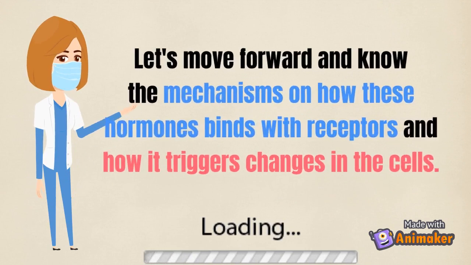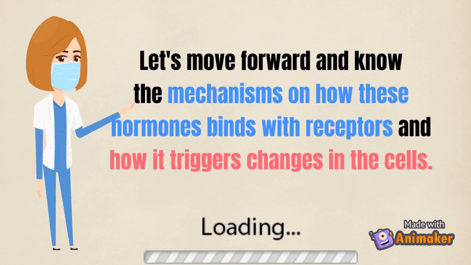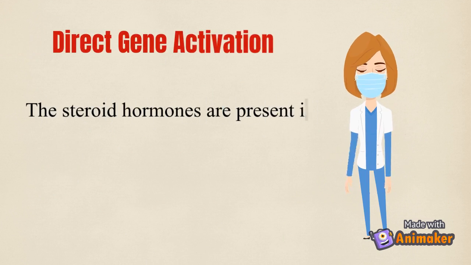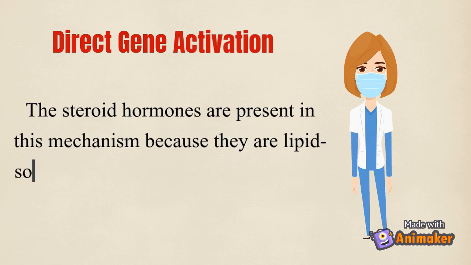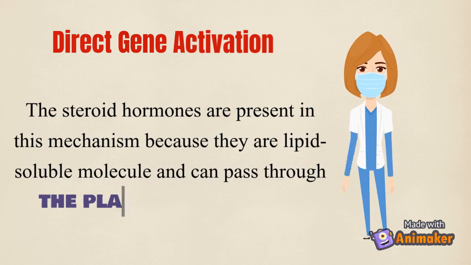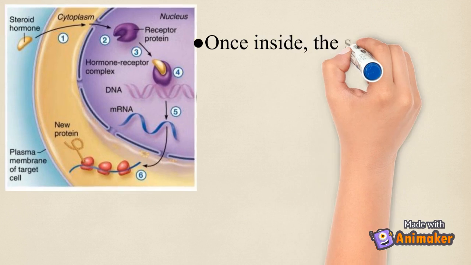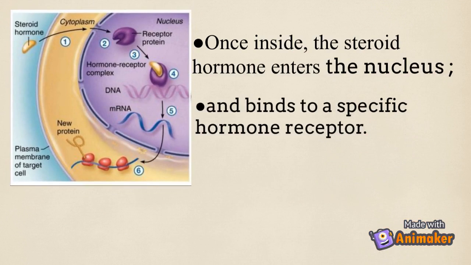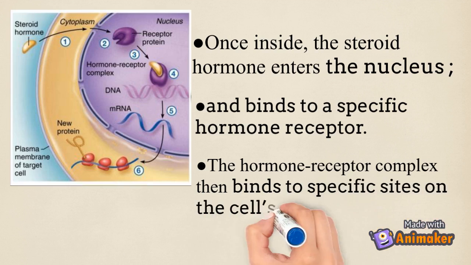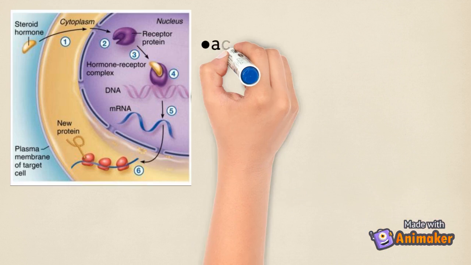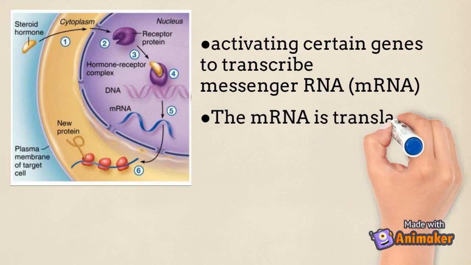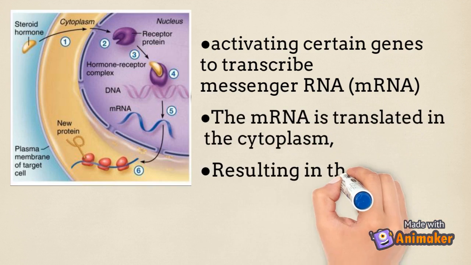Let's move forward and know the mechanisms on how these hormones bind to receptors and how it triggers changes in the cells. A. Direct gene activation. The steroid hormones are present in this mechanism because they are lipid-soluble molecules and can pass through the plasma membrane. Once inside, the steroid hormone enters the nucleus and binds to a specific hormone receptor. The hormone receptor complex then binds to specific sites in the cell's DNA, activating certain genes to transcribe messenger RNA. The mRNA is translated in the cytoplasm, resulting in the synthesis of new proteins.